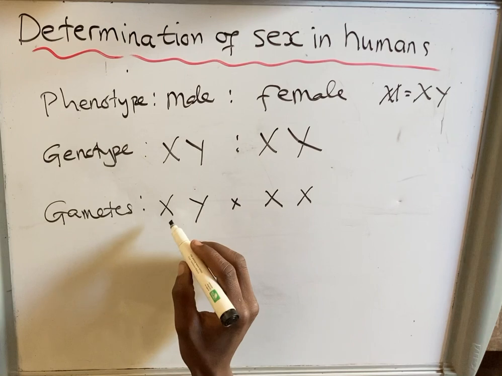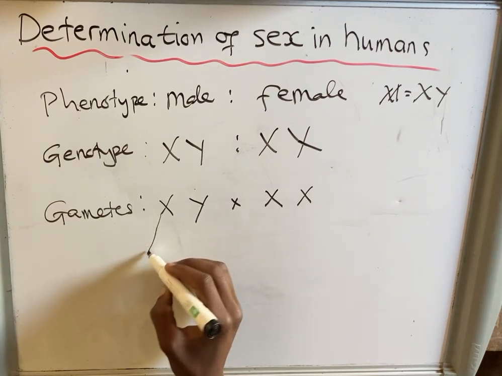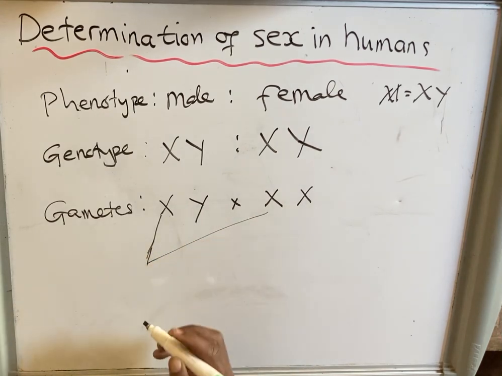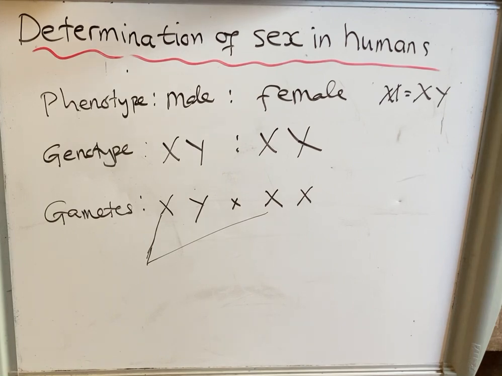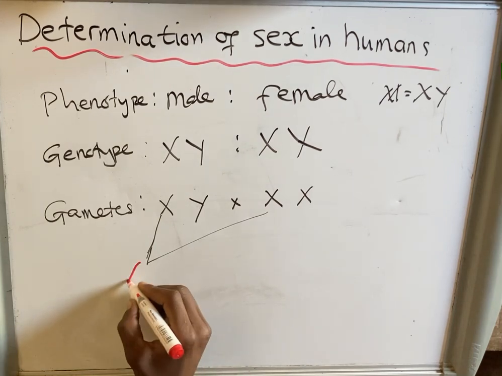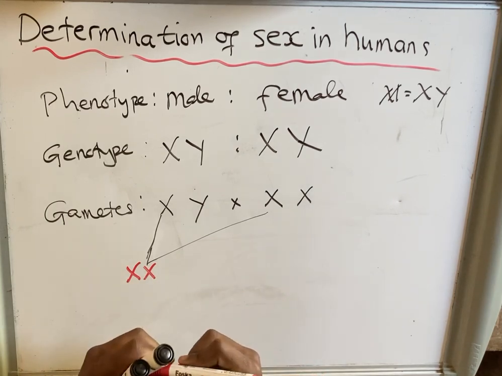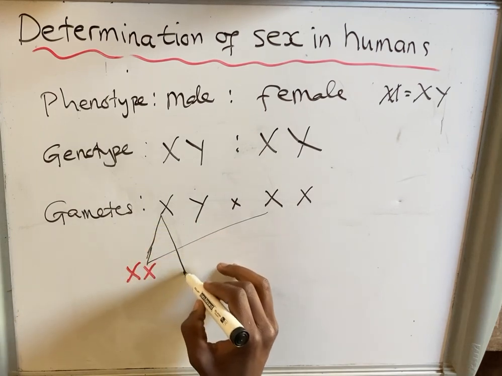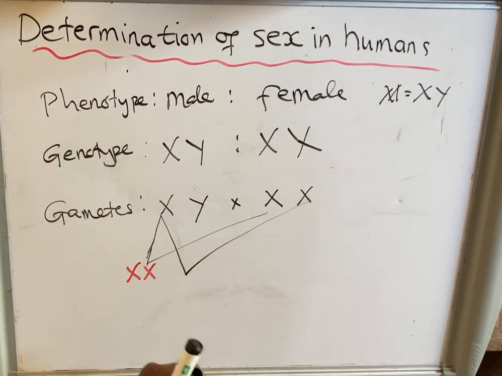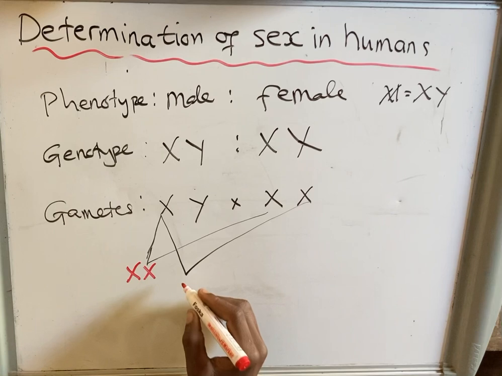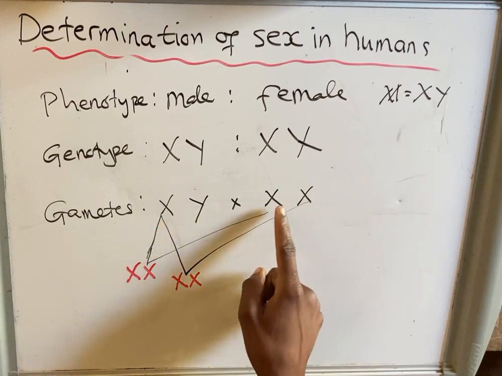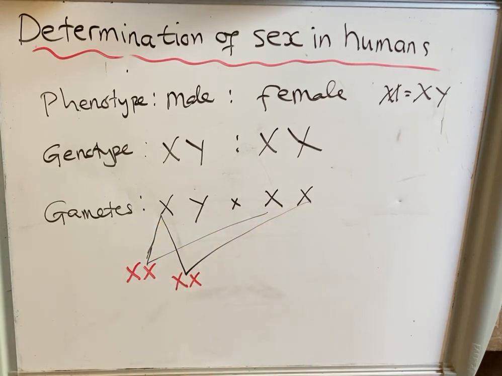So it is possible that this X can combine with the X from the female. The X from the male can combine with the X from the female, and this will result in having the XX. Now it is also possible that the same X can still combine with another X on the other side, which will also form the XX. So we are done with this chromosome. It has multiplied with all the chromosomes on the other side.